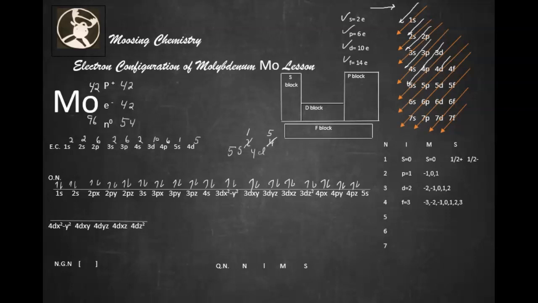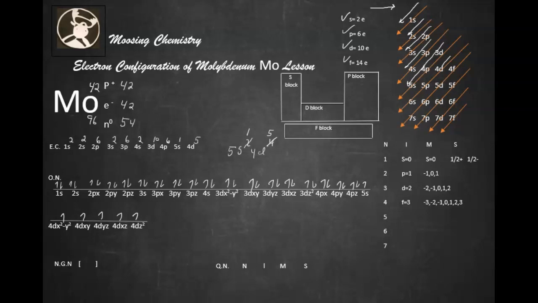Now, watch this. Normally, people would go, oh, 5s up and 5s down. Then they go 4dx squared minus y squared, 4dxy, 4dyz, 4dxz. But look, you're missing 1 right here. You're 1 away from filling that in. So you have to take that away from the 5s. So we're going to take that away from the 5s, and we're going to put it here in the 4d, which is going to be pretty darn amazing, right?